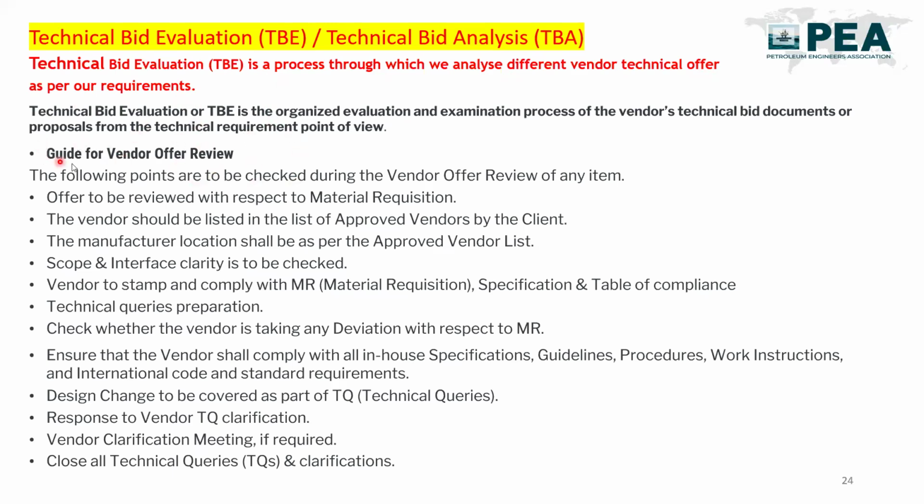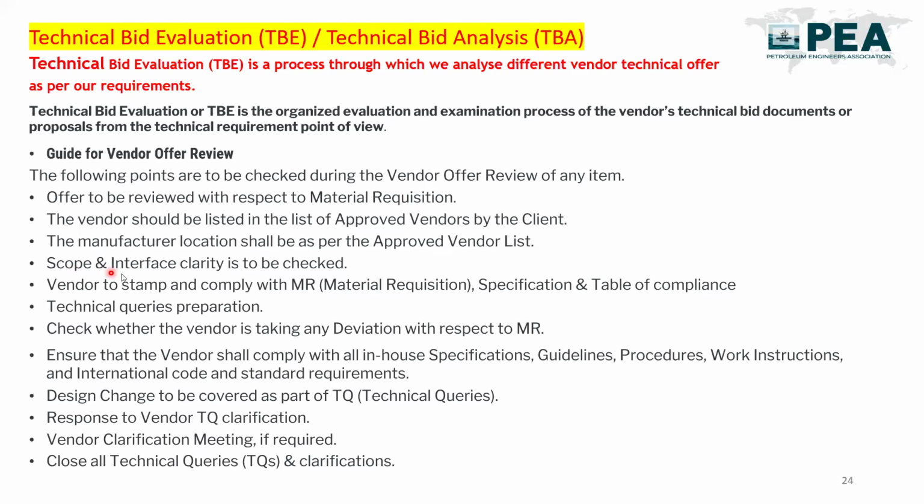So what is the guide for vendor offer review? It means how we will review the vendor offer. The offer is to be reviewed with respect to the material requisition, meaning what our requirement is and what the vendor is offering, and we should keep that in mind. What is the approved vendor list by the client? Is the vendor from which we are taking the technical quotation approved in the client specification or not? The manufacturer locations shall also be approved as per the vendor list.